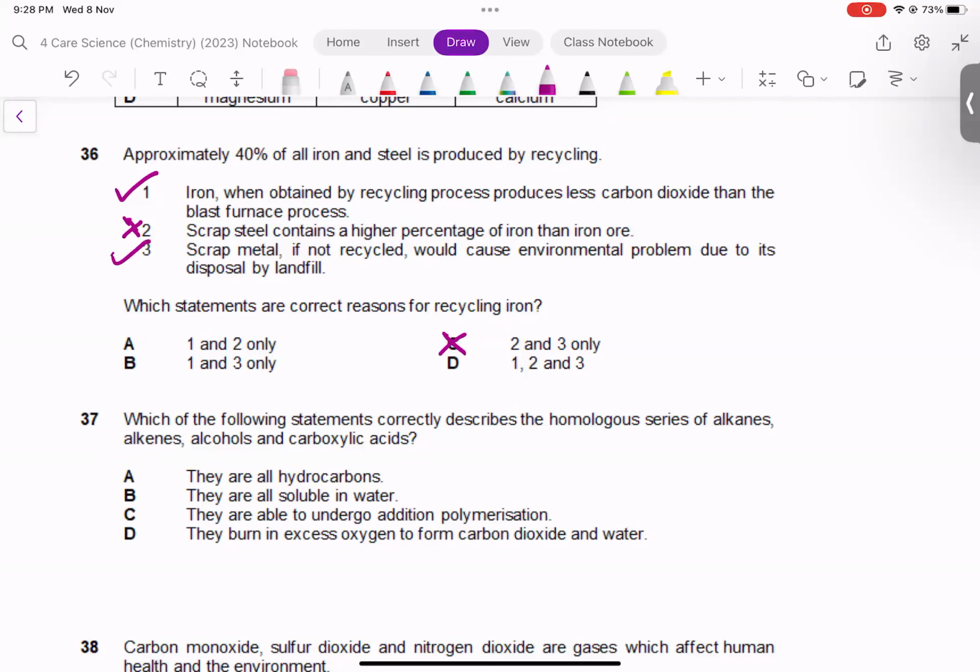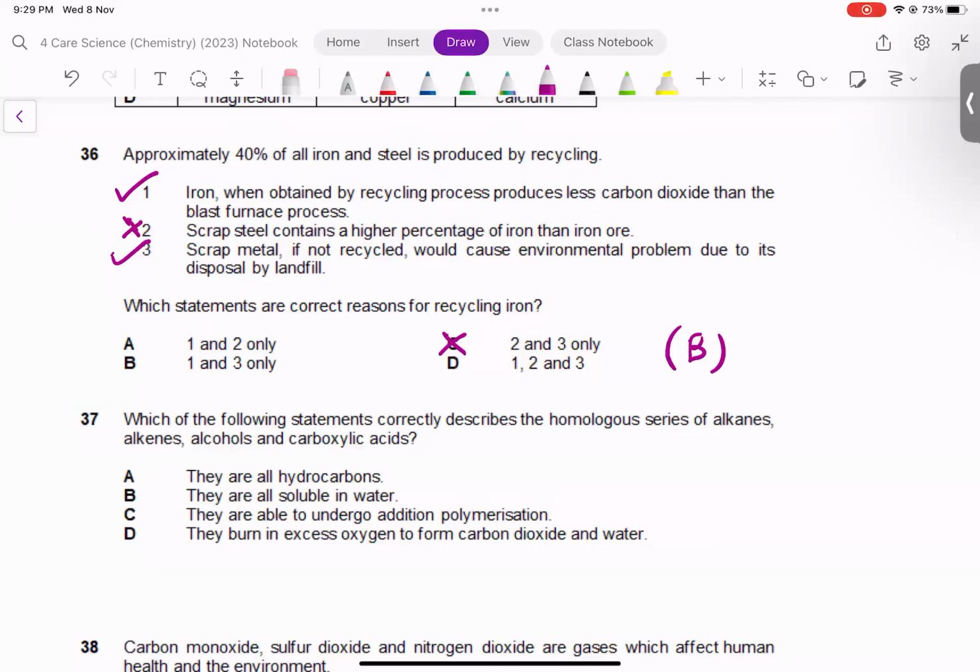Number 3 is definitely correct. Scrap steel, if not recycled, would cause environmental problems because you have to find space to dispose of it in the landfills. So the answer for this is B. Some of you might have chosen D. D is not correct. All right, the answer for question 36 is B.